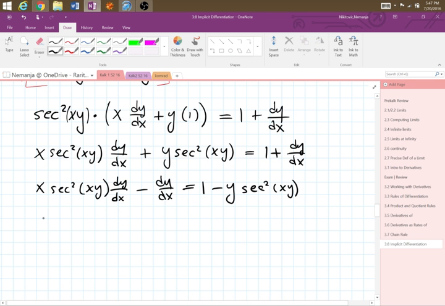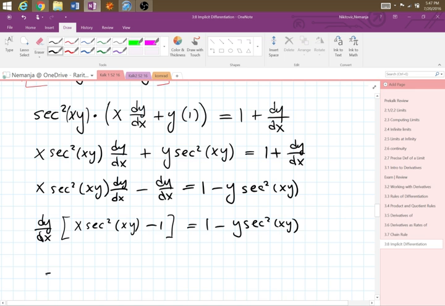Factor out dy/dx, so that's the reason why you are grouping all of the dy/dx terms on the left. So when you factor out, you get x secant squared xy minus 1 is equal to 1 minus y secant squared xy, and then divide to get dy/dx alone. 1 minus y secant squared xy divided by x secant squared xy minus 1.